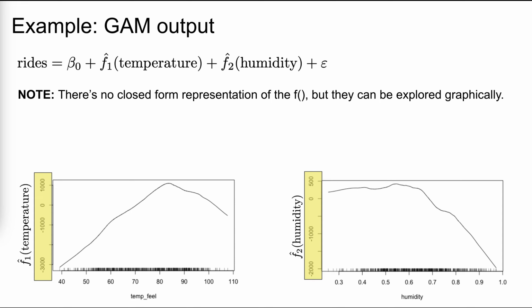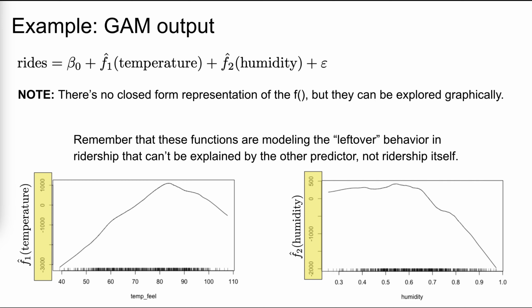What might surprise you are the y-axes. These are not on the scale of ridership. Mainly, we know ridership can't be negative. Rather, these axes are on the scale of the residuals that, in turn, represent the behavior in ridership that's unexplained by the other predictor. That said, if we focus on just the general shape of these smooth functions, they do still provide insight into the relationship of ridership with our two predictors.